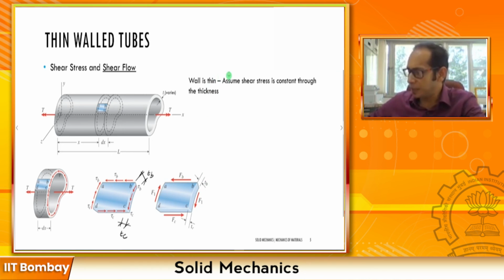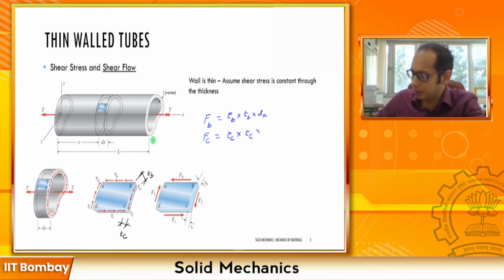I can write this force FB as, let me try to write that down. My force FB must be equal to, force is stress times the area. So here the stress is tau B times the area, which will be TB and this length dx, right? So this small rectangular, thin strip kind of an area. The area is TB times dx. So the force FB will be tau B times TB times dx, right? Similarly, for the bottom part, FC, I can go ahead and write FC as tau C times the thickness there times dx.